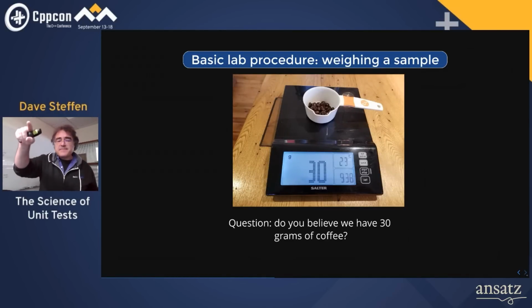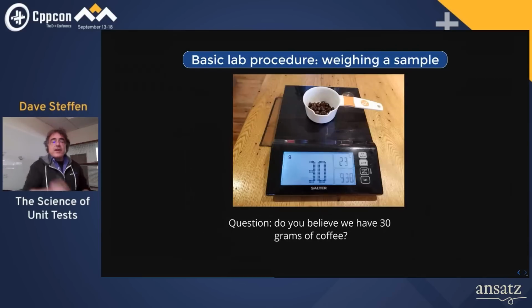Are you sure? Do you think maybe this is a trick question because I'm asking at the CppCon conference? You should at least be thinking about whether or not the mass of the measuring cup is included in that 30 grams, right? In fact, this measurement is completely meaningless.